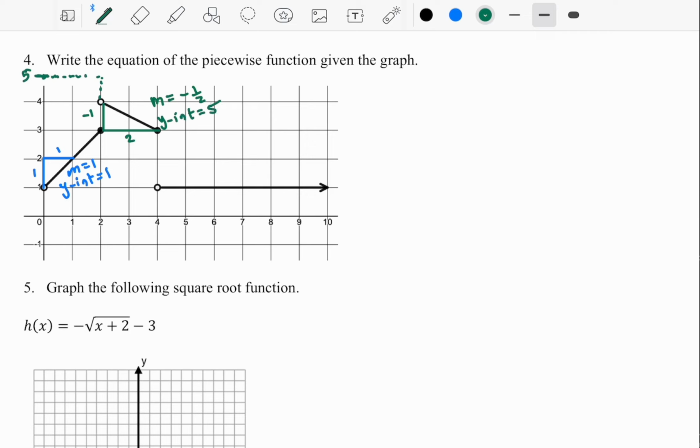For that last piece, we have a slope of 0. The y-intercept would be 1 if it extended to the y-axis.